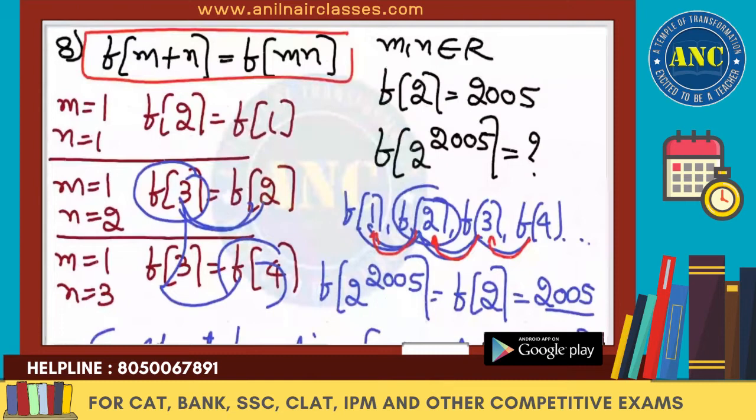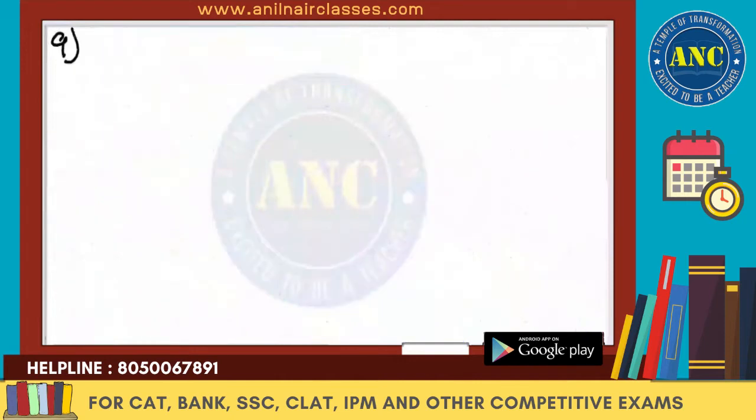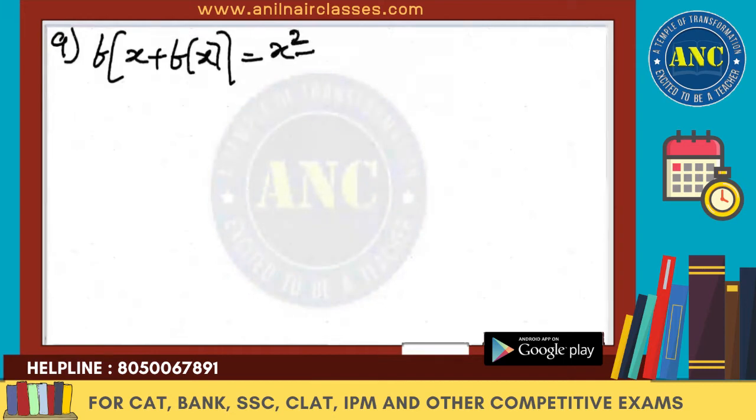Eighth question, I hope it is clear. Ninth question. Varieties of questions in our class. Ninth one. Another variety of question. F of x plus f of x is x square minus 3x plus 5.